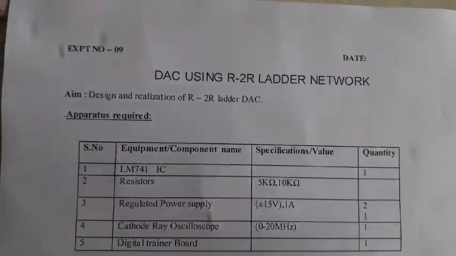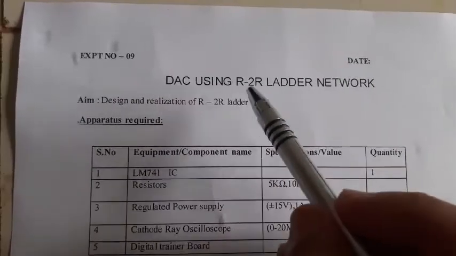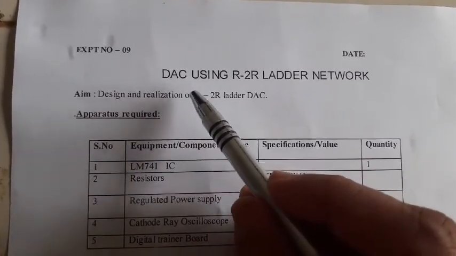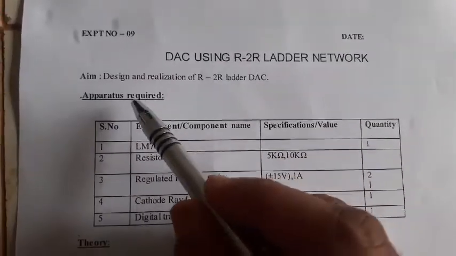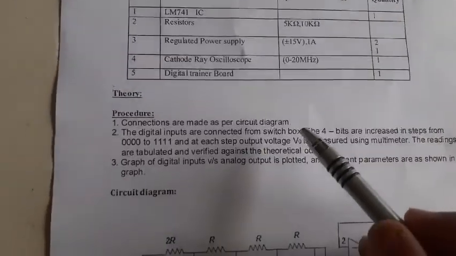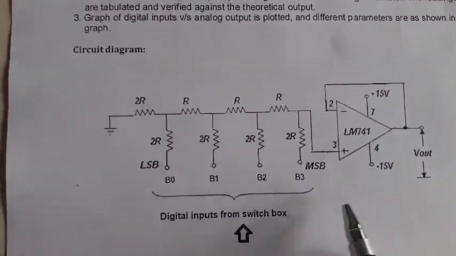Hello students, this is our today's experiment: DAC using R2R ladder network. DAC means digital to analog converter. With the following apparatus and following the procedure, you have to build this circuit diagram.